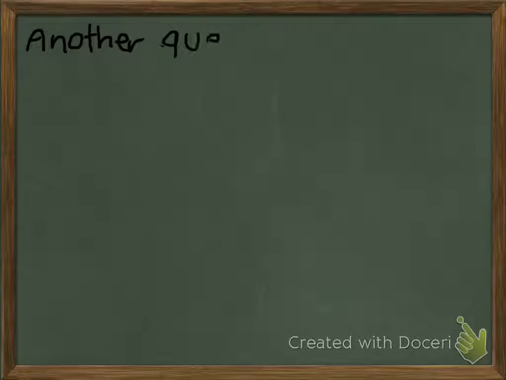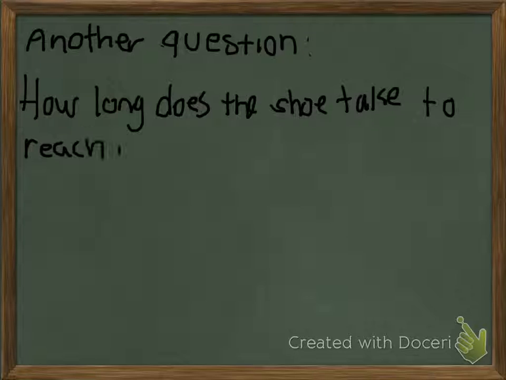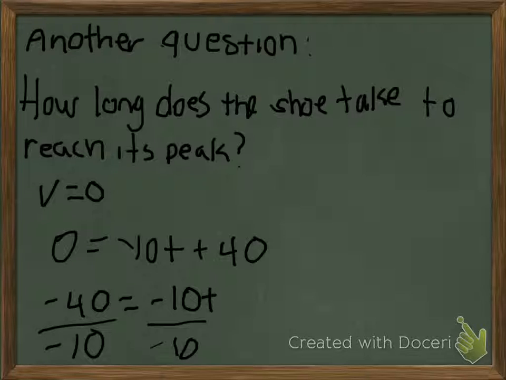Another question that could be asked for this type of problem is, how long does the shoe take to reach its peak? So we know now that v is going to have to equal 0 because of our other tip, and all the other variables stay the same. So we just plug that into the same equation, so it's 0 equals -10t plus 40. And we just solve it out, and we end up getting t equals 4 seconds.